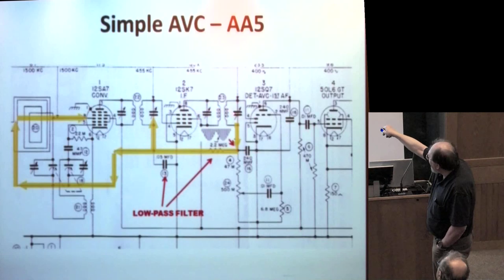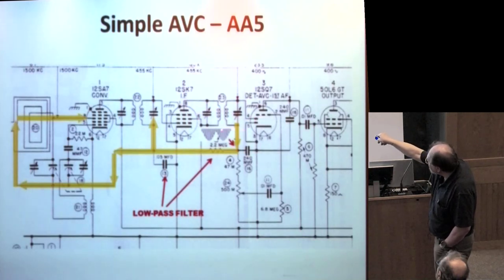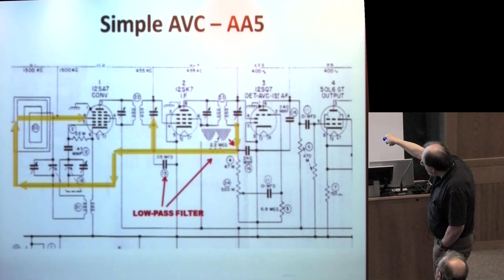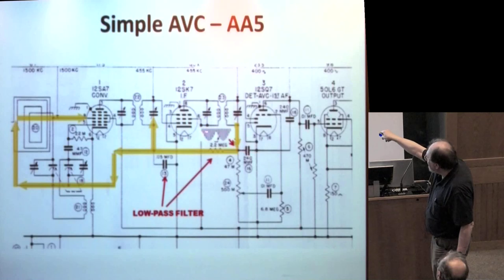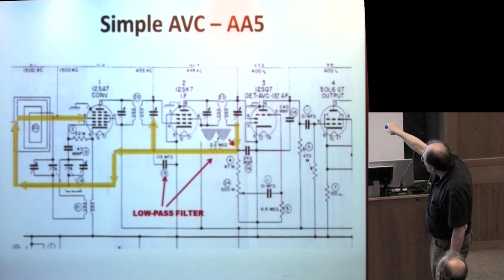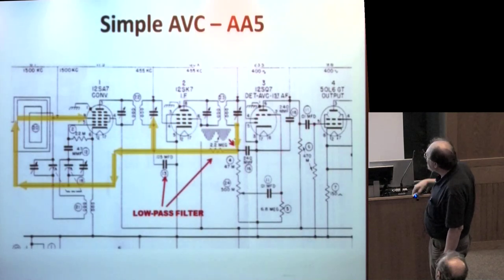So you've got the IF output here into this diode to ground. That's chopping off the positive half of the waveform. This comes down here. There's a picofarad cap here that gets rid of a lot of the RF, leaving the AF waveform, comes down to the volume control into the grid of this amplifier and out the radio.